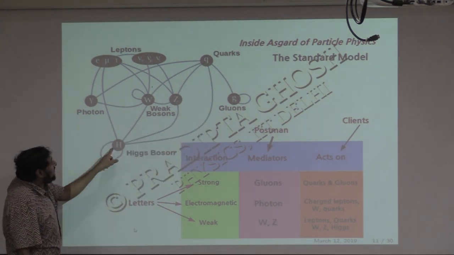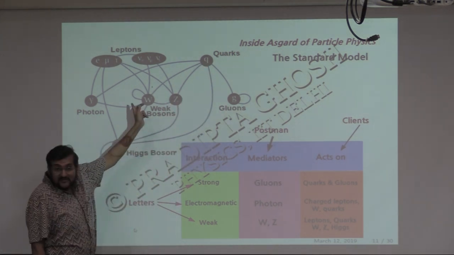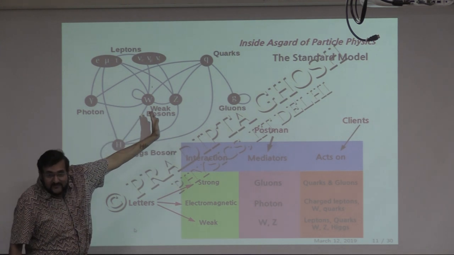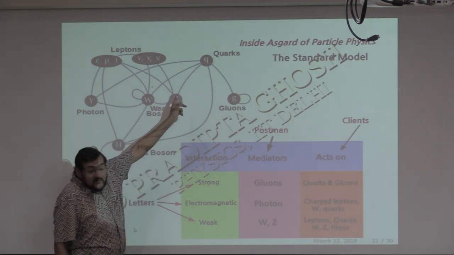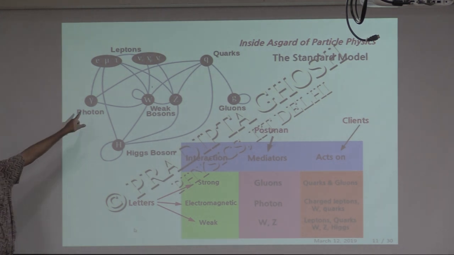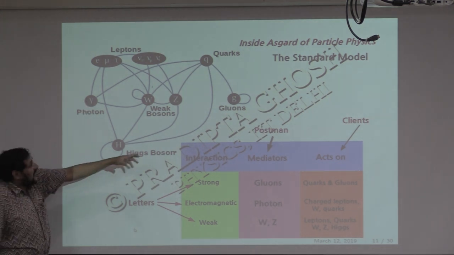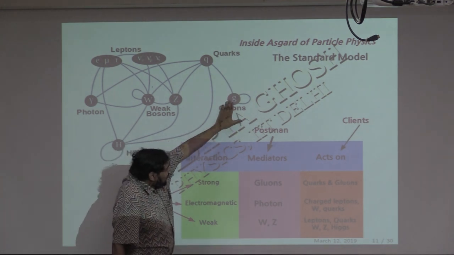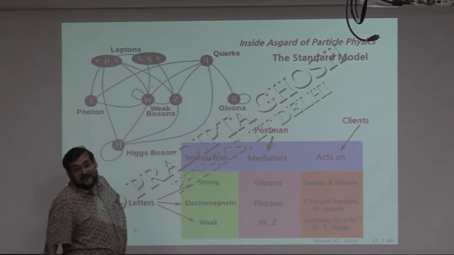They do interact with Higgs. They do interact with W and Z because they have some weak charges. As I said, they do not carry integral charge, but they do carry a fractional charge. So they are also sensitive to photons. And finally, they are sensitive to the gluon because it is a strong interaction.